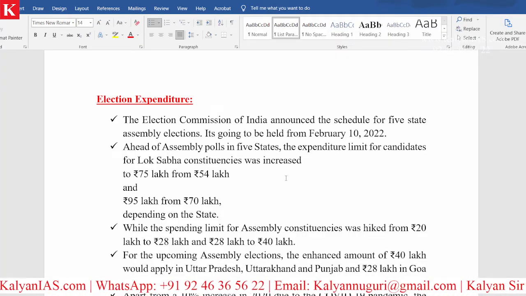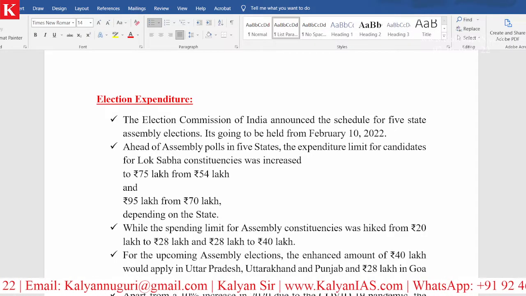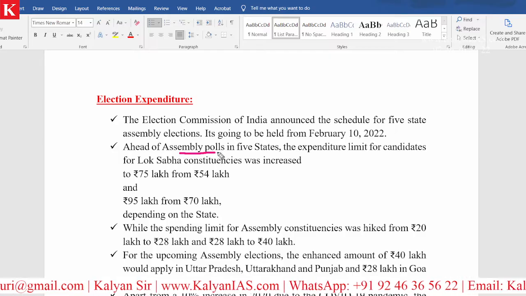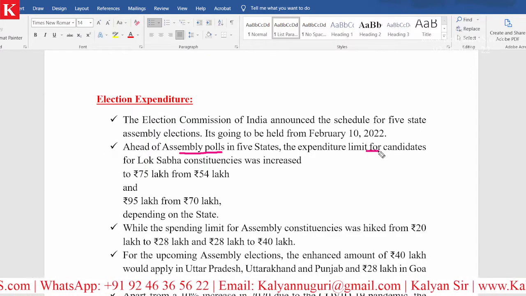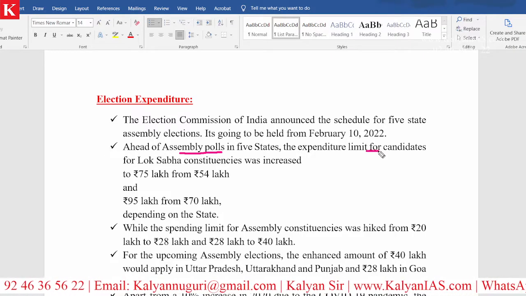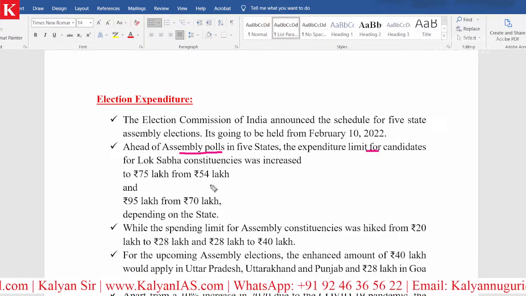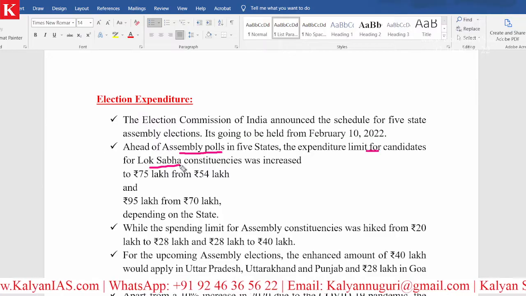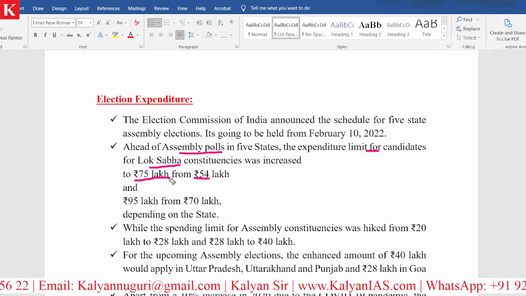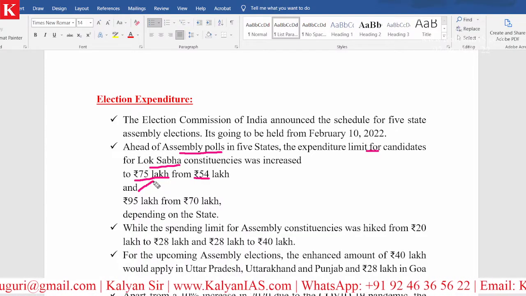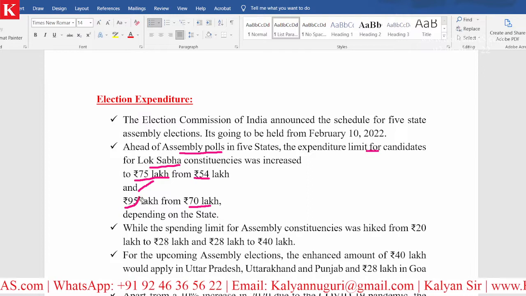Look at this. Here it is. The Election Commission of India announced the schedule for 5 state assembly elections. I told you already. Ahead of the assembly polls in 5 states, the expenditure limit for candidates, kindly remember, candidate may be a political party member, meaning who is contesting on behalf of a political party, or an independent member. Right? This is with respect to the Lok Sabha constituencies. It is increased. Earlier it was 54 lakhs. Now it has been increased to 75 lakhs. Clear? Very important one. And for those areas which was 70 lakhs earlier, it has been enhanced to 95 lakhs.